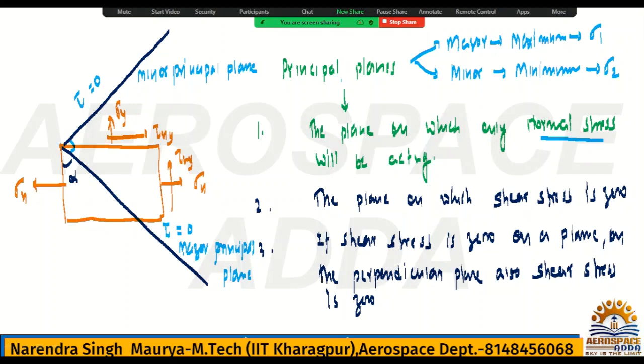All right, now this is where the major principal stress is, called sigma 1, and where the minor principal stress is, called sigma 2. The minor principal stress is also called the minimum principal stress, and this principal stress is achieved from the normal stress. Okay, you need to remember that. That is a very important point here.